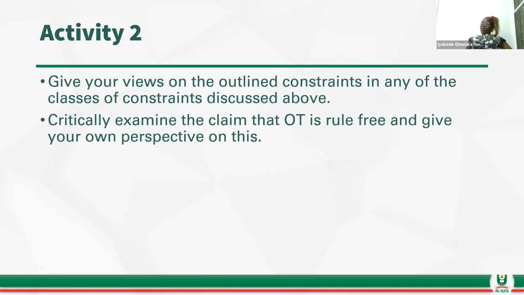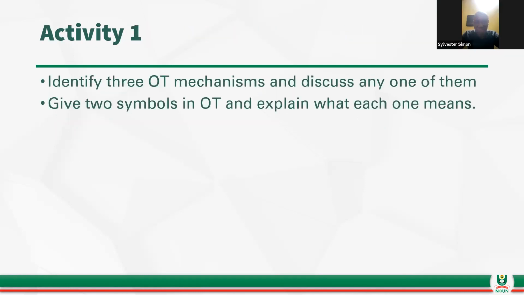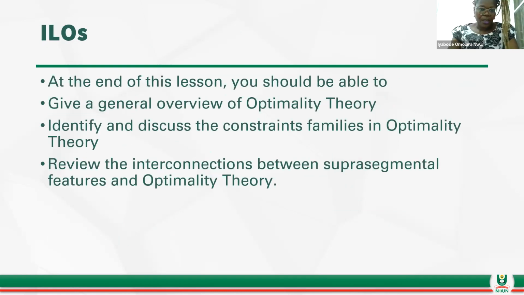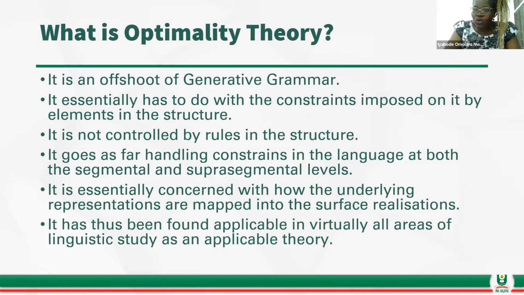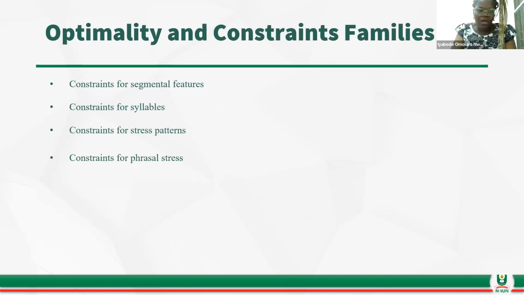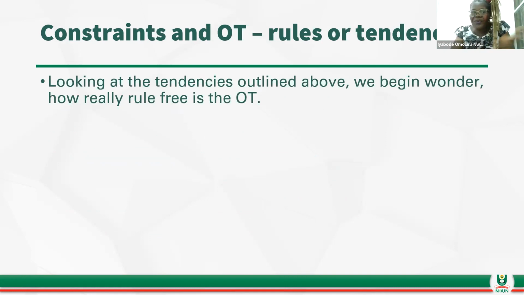What I'm asking here is for you to give now. When we started, we said that optimal theory is more based on rules. Is that also? Okay. We say it is not based. Let me go back to where I started from. I said that it's an option of generative grammar. It essentially has to do with constraints imposed on elements in the structure. It is not controlled by rules in the structure. Now, when we look at all the things I just shared now, it will tell you that if this one has this, it becomes a constraint for this, and then the thing there will be filter crash. If this one happens to this, and I'm now asking you, looking at tendencies outlined above, we begin to wonder how really true rule-free is the old optimality theory. That's what I am asking you.